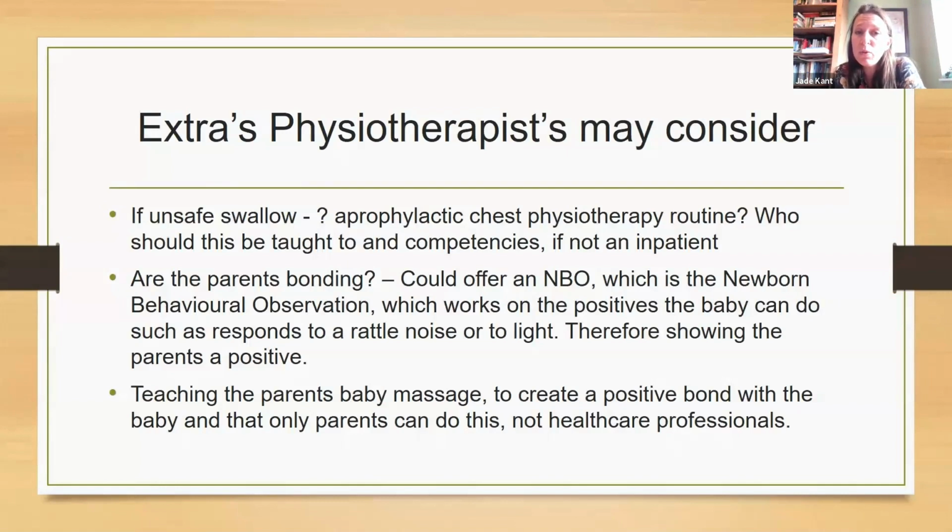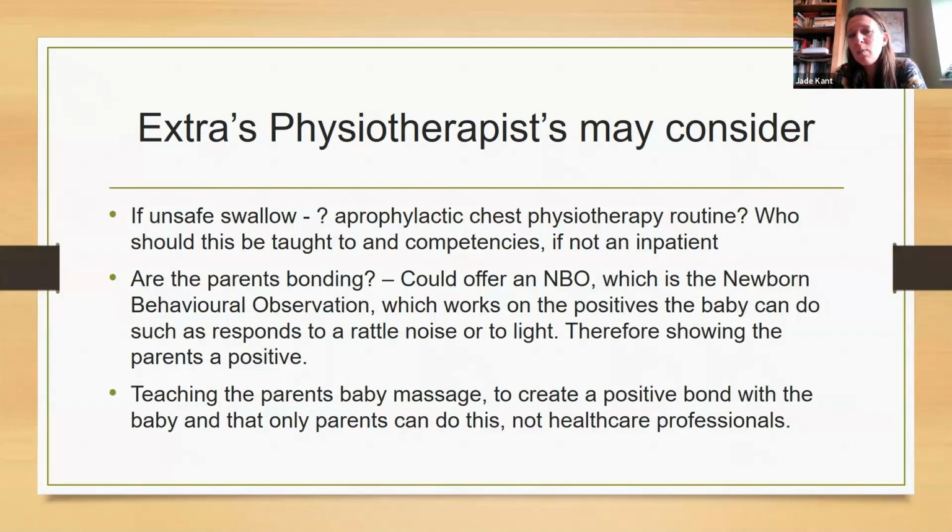Also, as a physiotherapist, we will be concerned about parents bonding. Obviously, they've been through a traumatic event. Some of the HIEs, the level 3s, are going to be more severe. And so we have a lower level observation score, an NBO, which will work on what the positives the baby can do. And they're what all the babies should be able to do. So no matter how low level they are, they should at least be able to have a reaction to the rattle noise or have a reaction to the light going across their eyes.